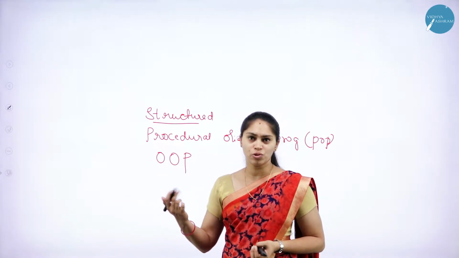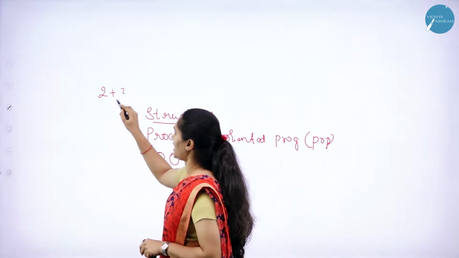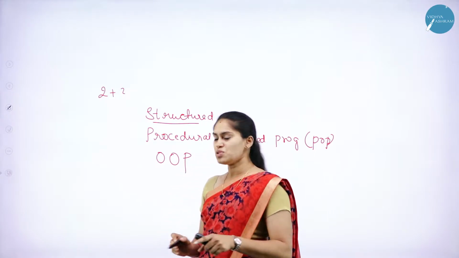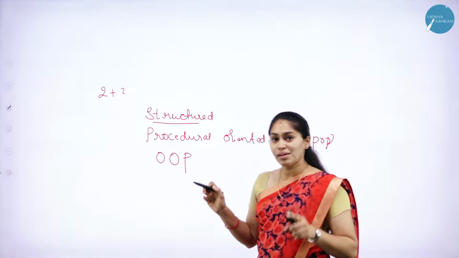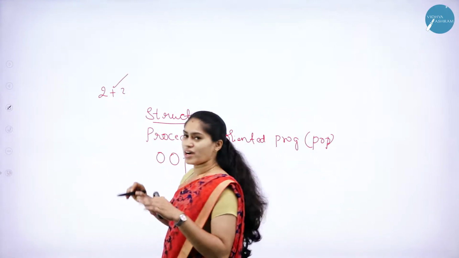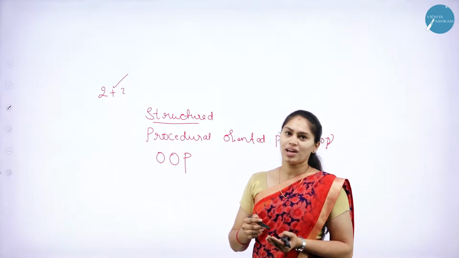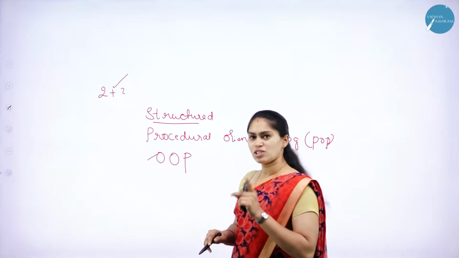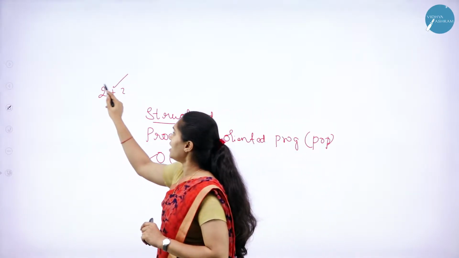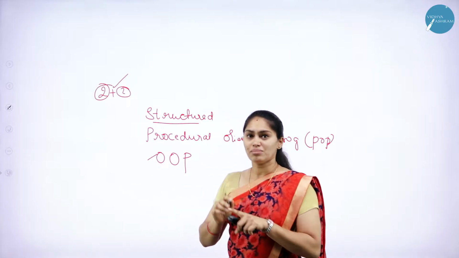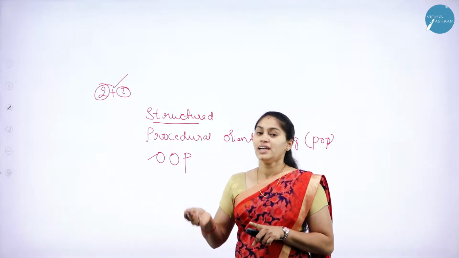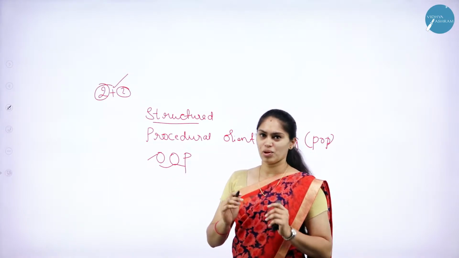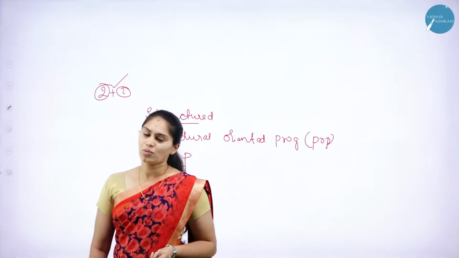For example, 2 plus 2. Here 2 and 2 are data or values, and the plus is a procedure or a function. In procedural oriented programming, we concentrate on the type of function or operation that we are doing, instead of focusing on what data we are using. But in object oriented programming, we concentrate on the data. Which data am I adding? I'm not bothering about how to add. Instead, what I'm adding is what I concentrate on in object oriented programming. This is the main difference between POP and OOP.